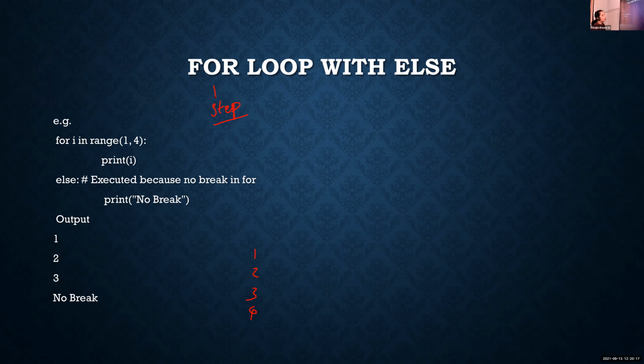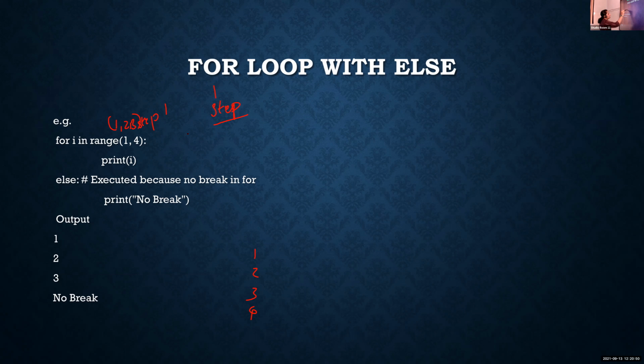That is 1 comma 4. Then print I. So first 1 is displayed. After that, 1 plus 1, here the step value is 1. So 1 plus 1, 2 is displayed. Then 2 plus 1, 3 is displayed. Last one it is 3 plus 1, 4. But 4 is the stop value, so we didn't include that value here. So the range values are 1, 2, 3. These three values are printed.